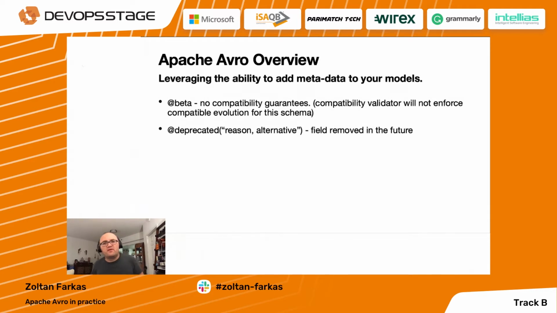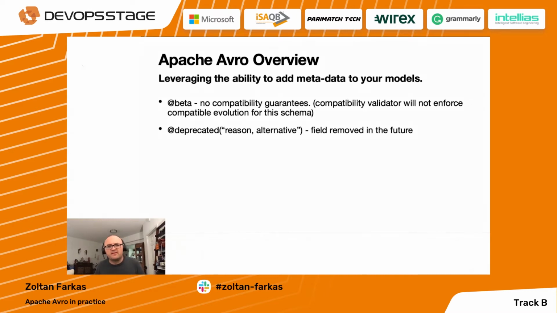In the previous slide, we have seen how easy it is to add custom metadata to your schemas. On this slide, you can see two of my favorite custom metadata attributes. First, the beta attribute, which informs the user and the compatibility validator that no compatibility guarantees will be made for this type. This is very useful in the beginning phases of a project, where you don't want to be constrained by the compatibility validator for no good reason.